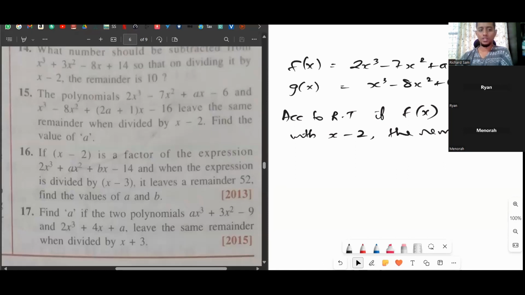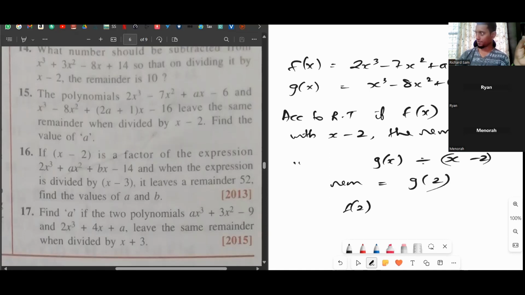Same way, when g of x is divided with x minus 2, the remainder is g of 2. Understood? So f of 2 is the remainder for the first one, g of 2 is the remainder for the second one. Now what they're saying is they both leave the same remainder, which means f of 2 is equal to g of 2. So this is your equation.